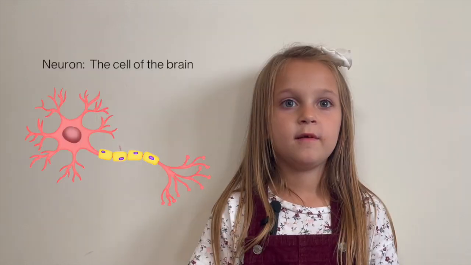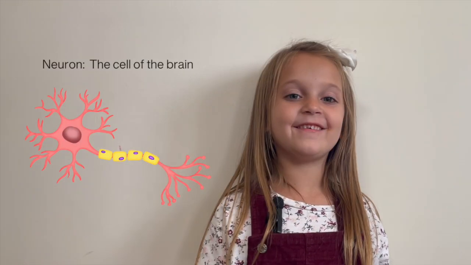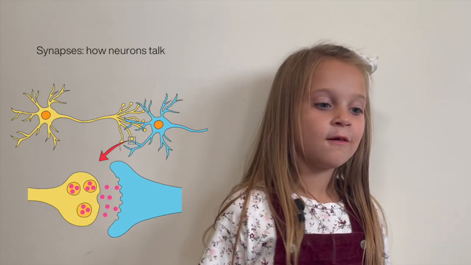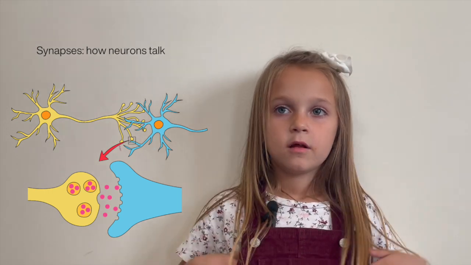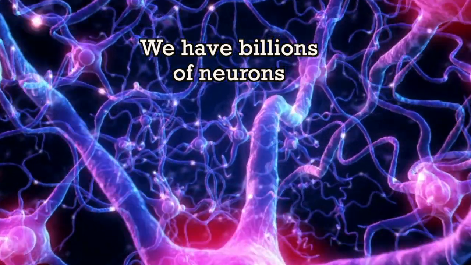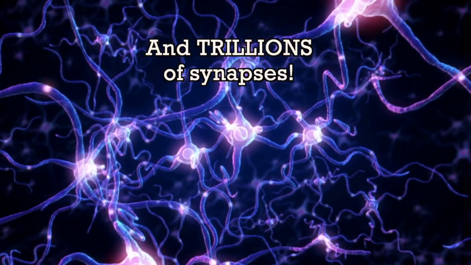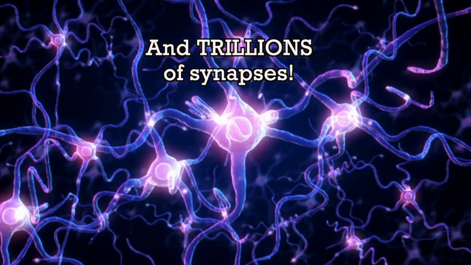Before we talk about dementia, let's first discuss some anatomy and physiology. Hey guys, let's talk about the brain. If we zoom all the way to the level of the cell, we see neurons, cells of the brain. Neurons talk to each other at synapses by releasing little neurotransmitters. We have billions of neurons and trillions of synapses.